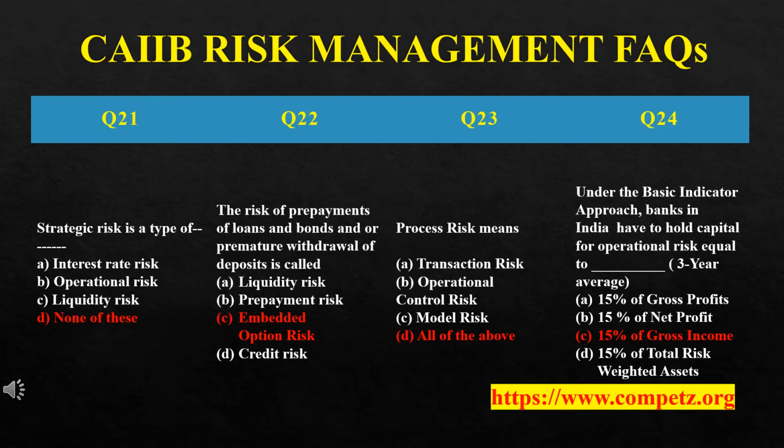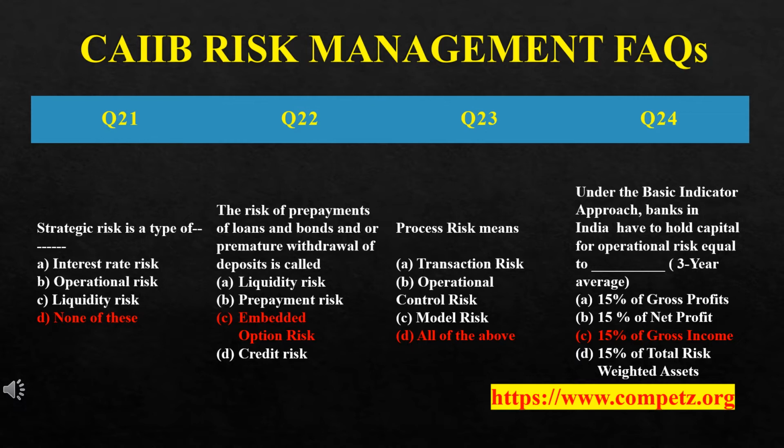Why? Embedded option, so what is that? It is such as the option for a customer to prematurely encash the deposit, or prepayment of loans, which creates uncertainty regarding the cash flow from the assets. The cash flow will vary depending upon whether an option is exercised or not. This is also an important question, just mark it as important. Every question is very important from the exam point of view. The answer is C, embedded option risk.